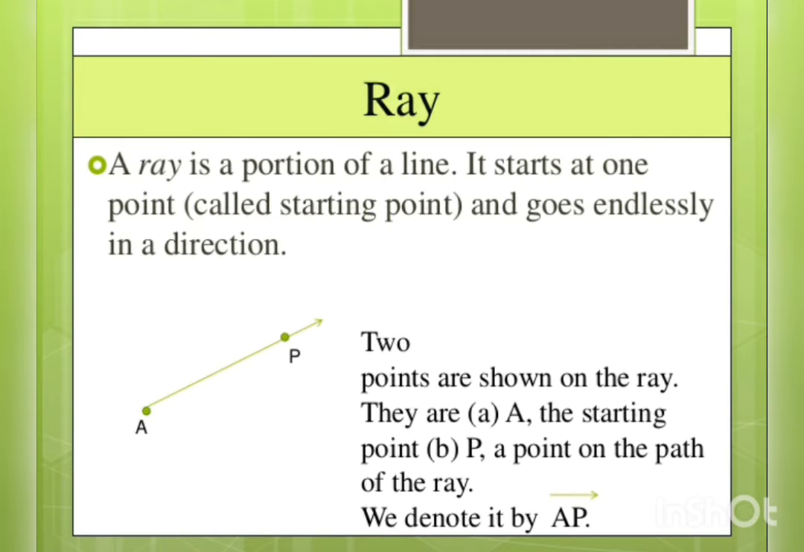Now what is a ray? A ray is a portion of a line. A line you can extend on both sides, but a ray you can extend only on one side. It starts at one point called the starting point and goes endlessly in one direction. See in the figure, A is the starting point and P is a mark on the way of the ray, and it is extended. Two points are shown on the ray, A and B. A point on the path of the ray, we denote it by AP.